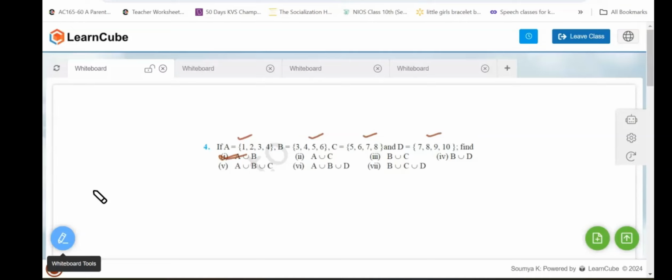Same way, do A union C, B union C and B union D. The solutions are similar but answers will be different. So do try it out.